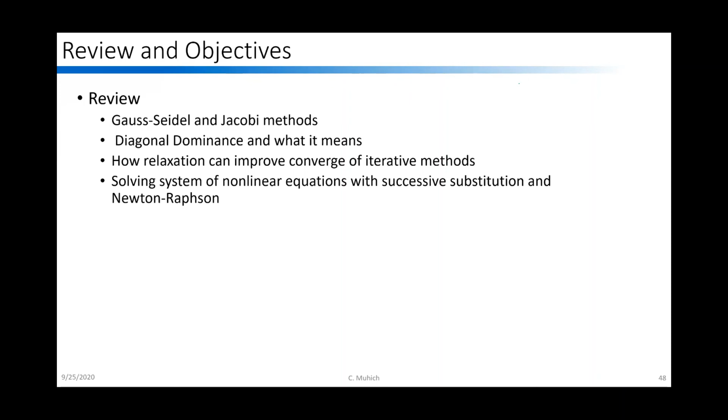We talked about diagonal dominance and said that if I have a diagonally dominant matrix, I'm guaranteed to have convergence with the Gauss-Seidel method. We then employed relaxation to improve convergence and the rate of convergence. And then finally, we talked about solving nonlinear equations with successive substitution and then with a Newton-Raphson method. This is going to end chapter 12 and wrap up our unit on simultaneous equations.